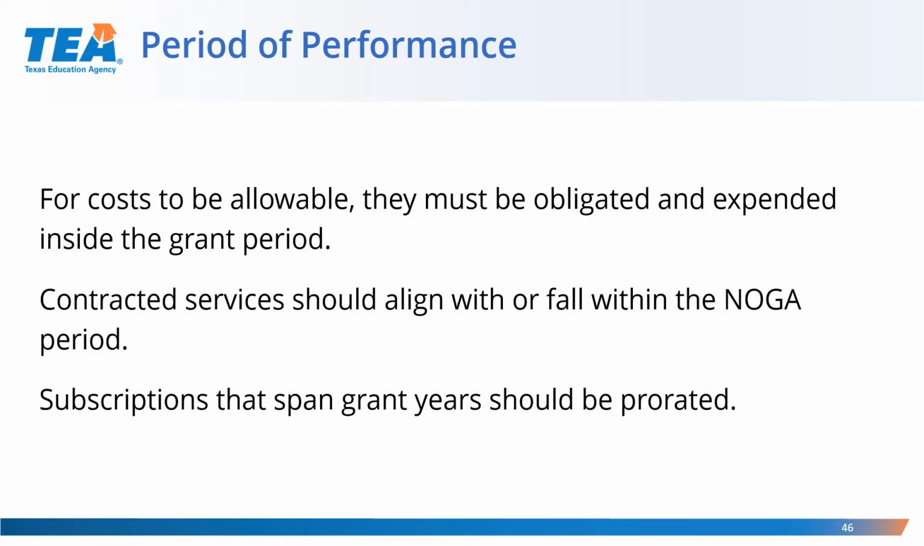Again, with a period of performance, it's important to understand that for costs to be allowable, they must be obligated and expended inside the grant period. Contracted services should align with or fall within the notification of grant award period, and subscriptions that span grant years should be prorated.